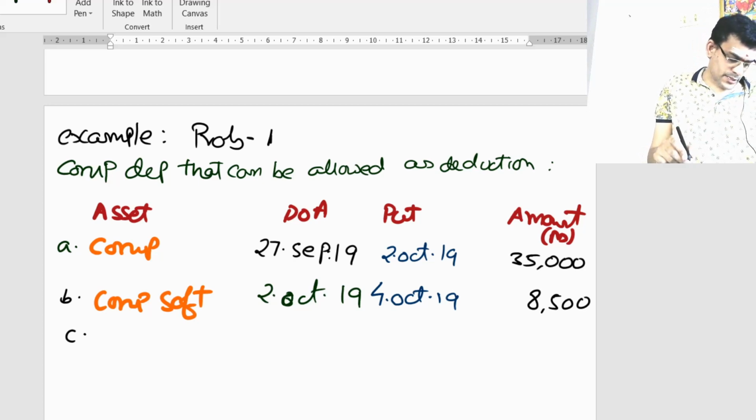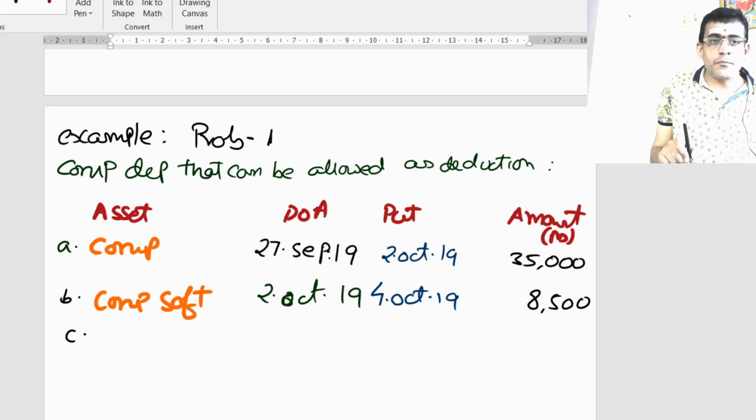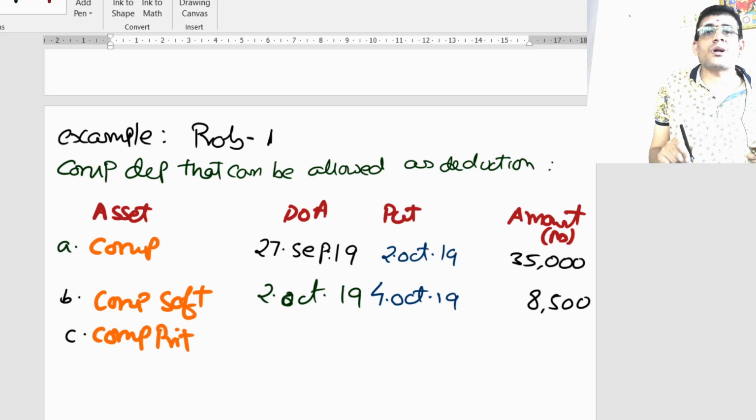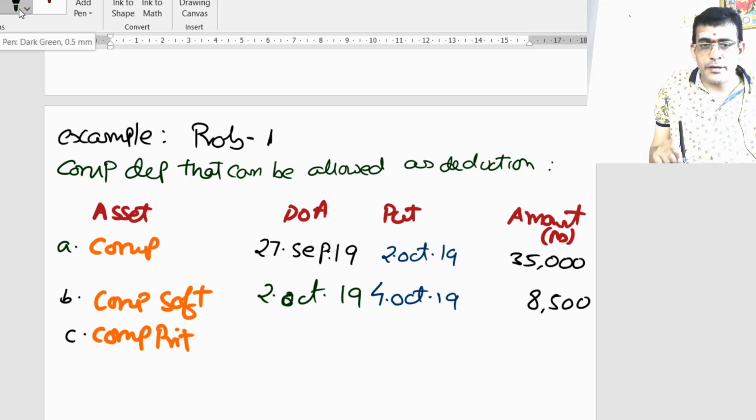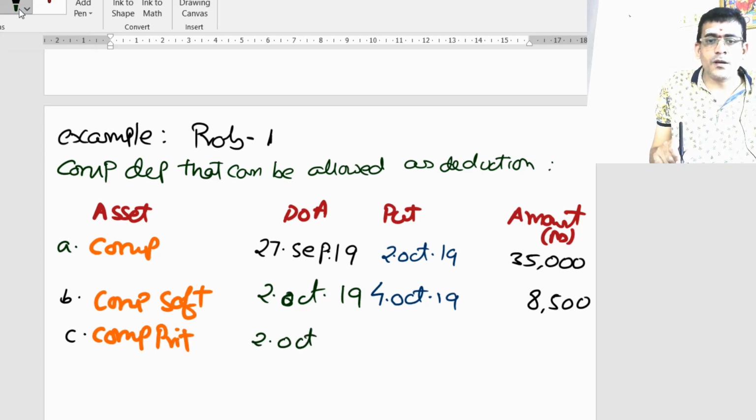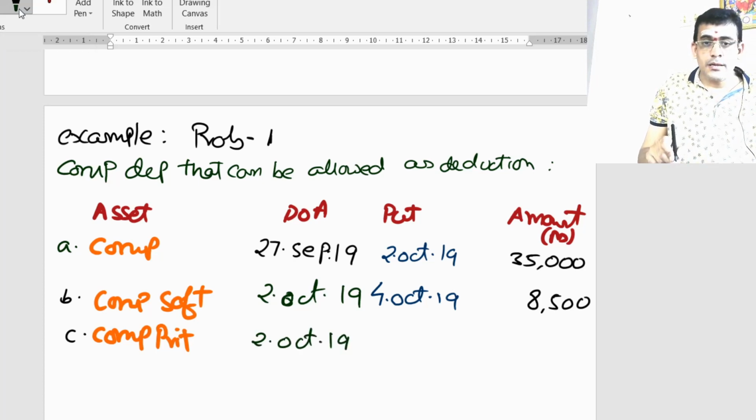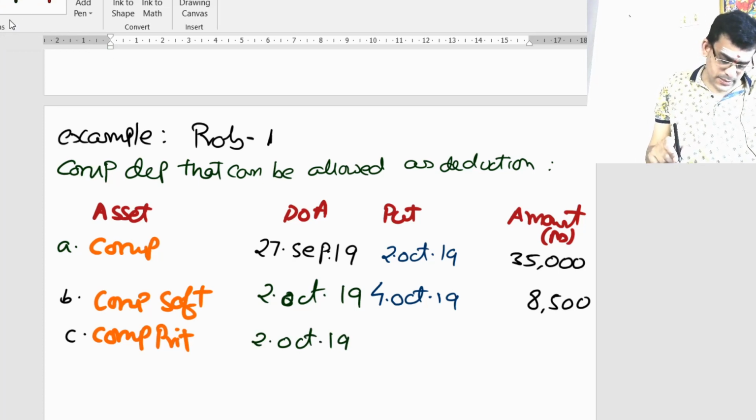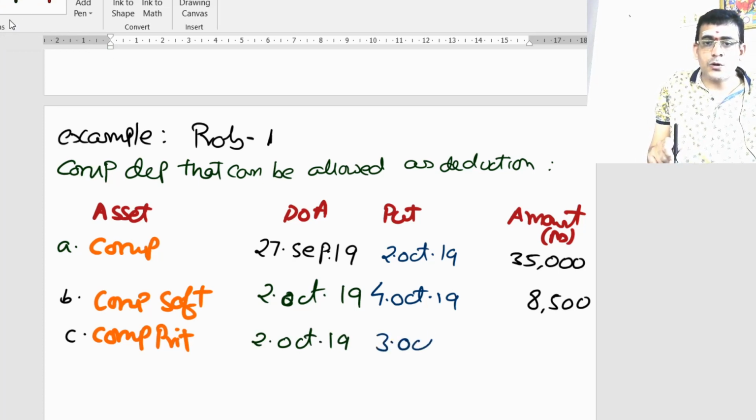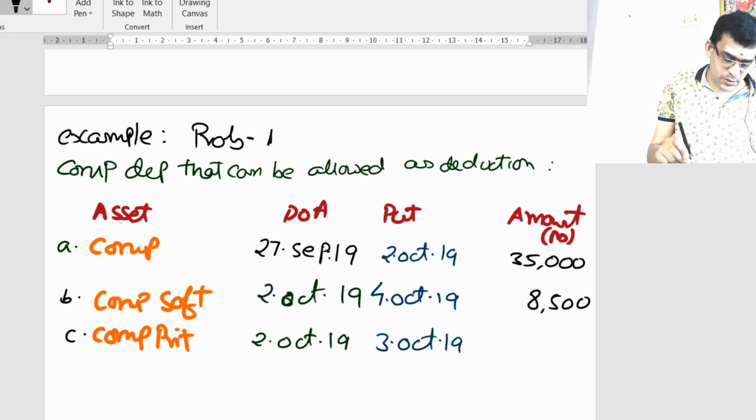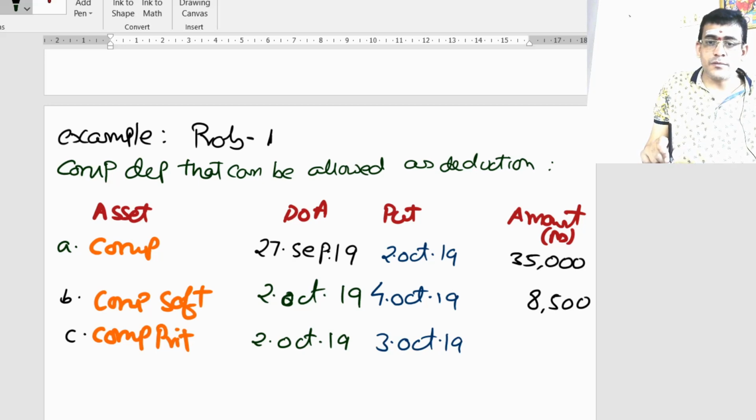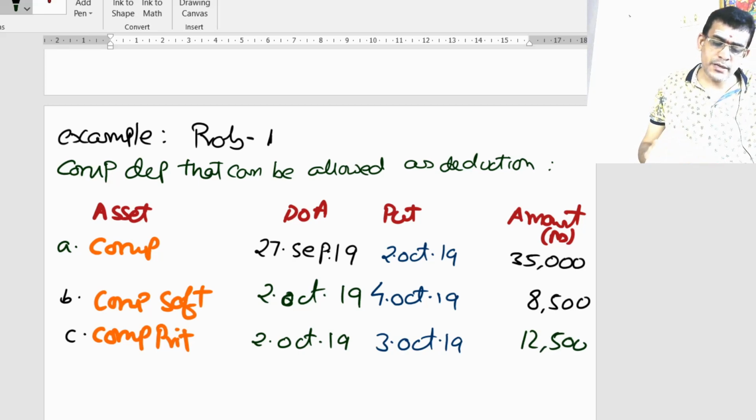Then the next one, you had purchased a computer printer. Any sort of computer or computer peripheral, the rate of depreciation is 40% only. This computer printer was acquired by you on the same date, 2nd October 2019. Put to use, let us consider it happened one day later, 3rd October 2019. The cost of the printer is 12,500.